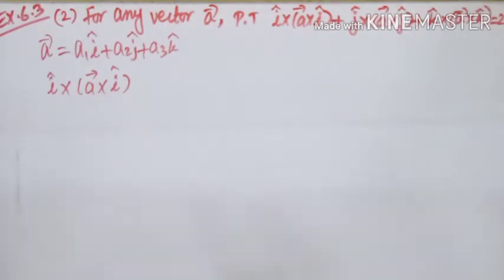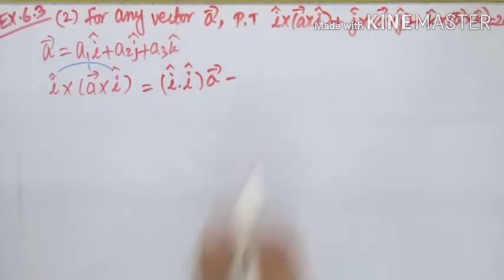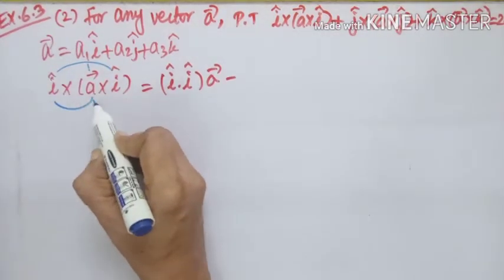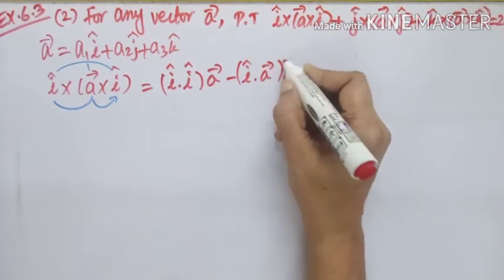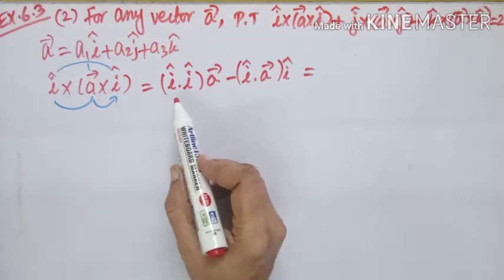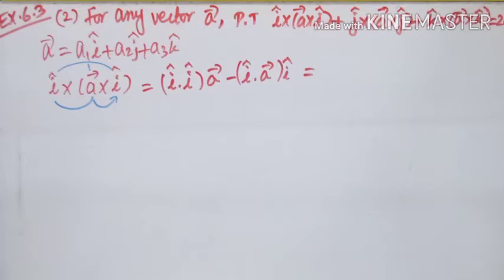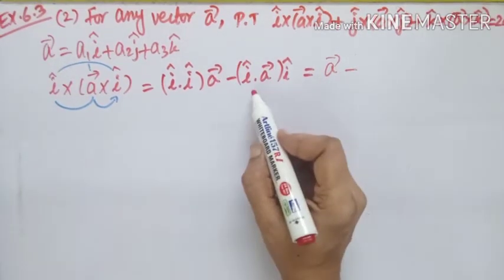Remember the model. We do I dot I into A. How do I write it? I dot I into A minus I dot A into I. What is I dot I? I dot I is I square. I square is 1 because I, J, K are unit vectors. So in vector algebra, I dot I or J dot J or K dot K, my answer is 1. So I dot I is 1. 1 into A is A minus I dot A.